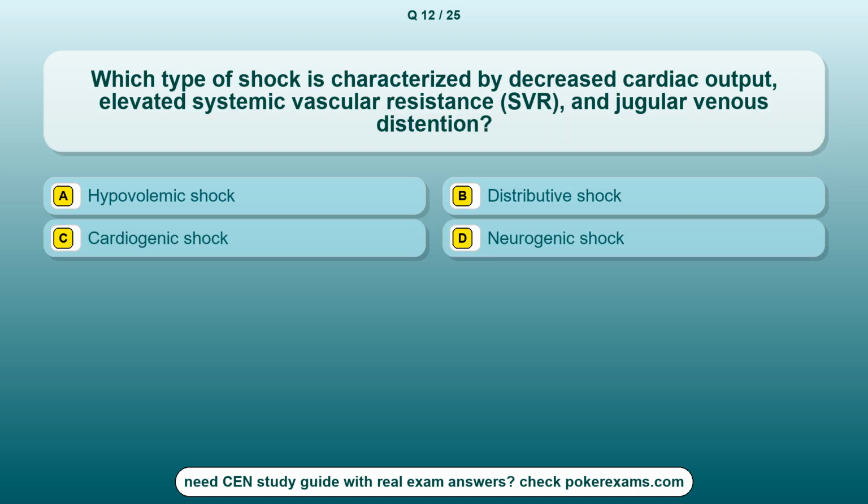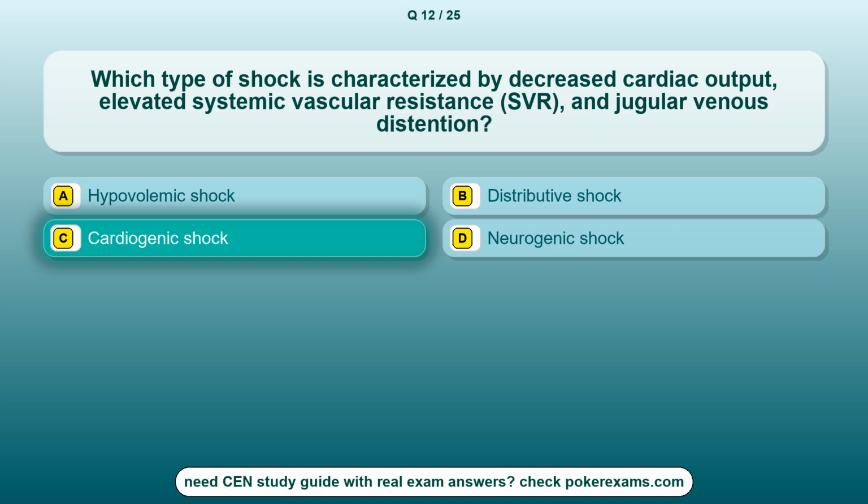Question 12. Which type of shock is characterized by decreased cardiac output, elevated systemic vascular resistance, SVR, and jugular venous distension? Option A, hypovolemic shock. Option B, distributive shock. Option C, cardiogenic shock. Option D, neurogenic shock.